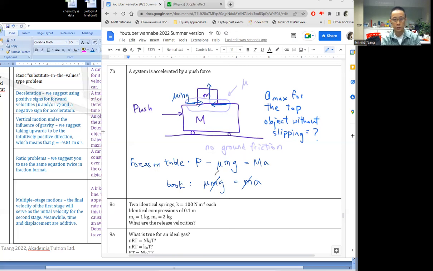There could be a question which asks you for the maximum possible push so that it can push the book and the table together without the book slipping. If that's the case, then you have to use this acceleration, a equals μg, substitute it in here, and then most likely rearrange for P. But in general, what I would do for these kinds of problems is to write out both equations of forces, like how Newton's second law applies to perhaps the entire system as well as the individual objects, in order for you to have more information to work with.